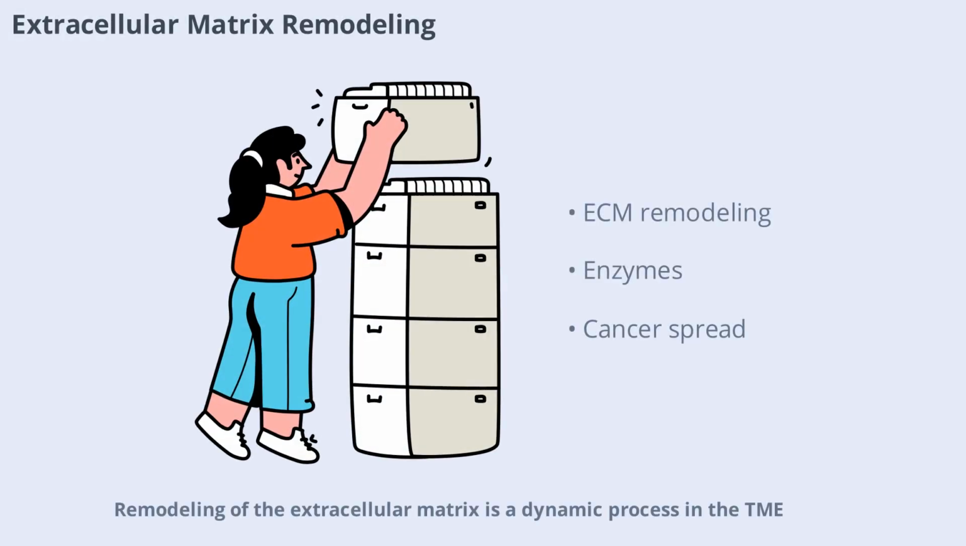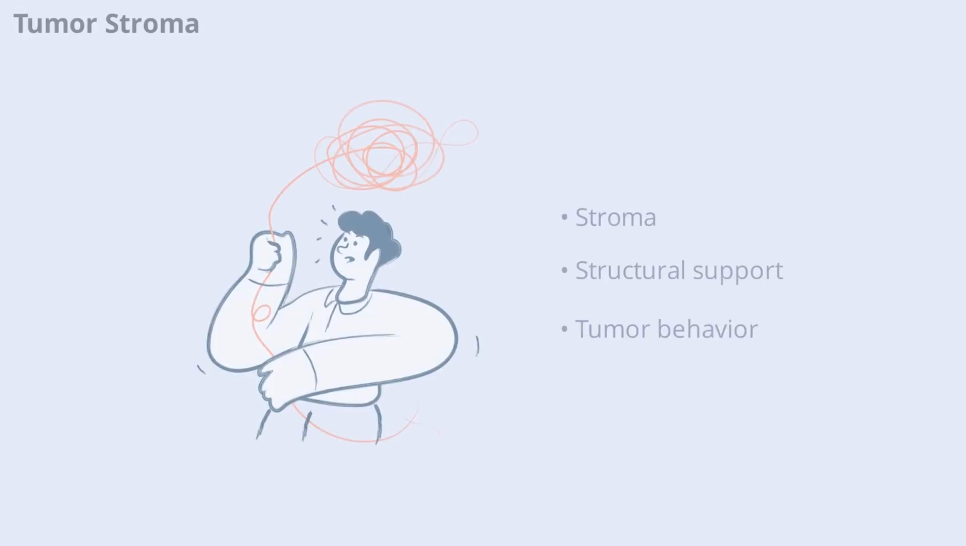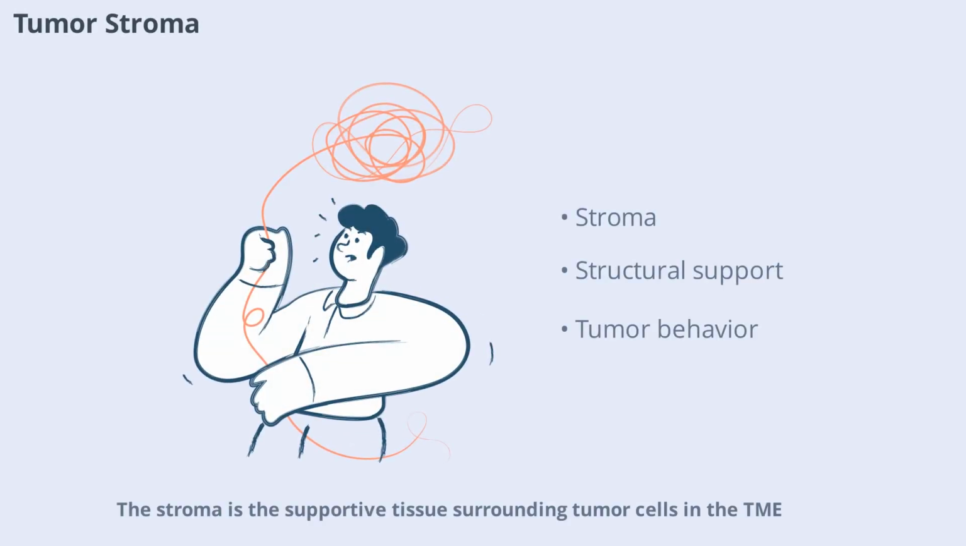Remodeling of the extracellular matrix is a dynamic process in the TME. Enzymes such as matrix metalloproteinases break down ECM components, facilitating tumor invasion and metastasis. Inhibiting these enzymes is a potential therapeutic approach to limit cancer spread. The stroma is the supportive tissue surrounding tumor cells in the TME.